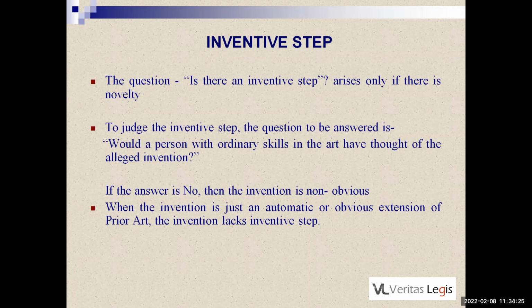Would a person of ordinary skill have thought of this? If the answer is no, then the invention is non-obvious. When the invention is just automatic or an extension of the prior art, the invention lacks inventive step.